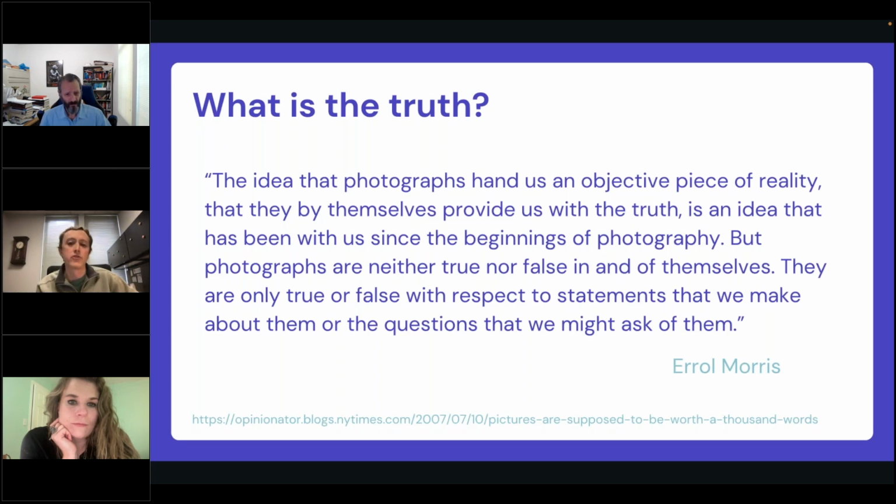But photographs are neither true nor false in and of themselves. They are only true or false with respect to statements that we make about them or the questions that we might ask of them." So what Morris is pointing out here is that the photograph has never been a snapshot of some objective truth. The photograph in some sense is a social object that can be interrogated. It has a context, right? And it has a history. And that history is really interesting because, again, there could have been some manipulation behind the scenes.